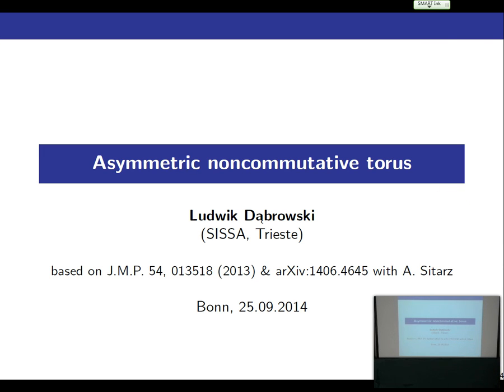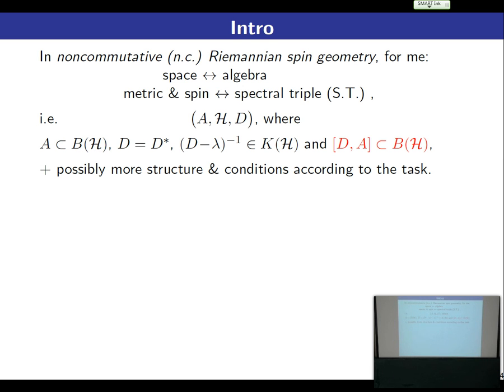So it is about asymmetric curved non-commutative torus. And by a non-commutative Riemannian spin geometry, I mean that space will be an algebra, and the type of this space will be the type of the algebra, and metric and spin, Riemannian spin space will be described by a spectral triple. So in this sense, I'm very orthodox, conservative, as defined by Alain Connes.